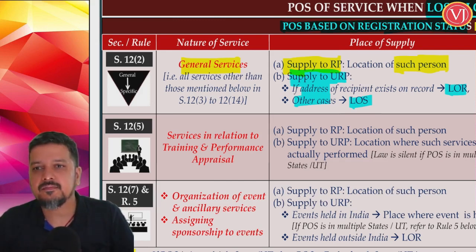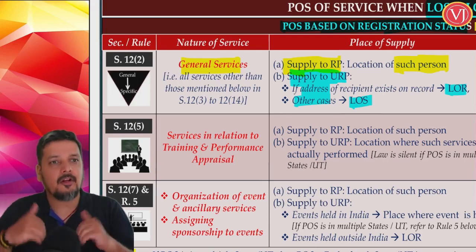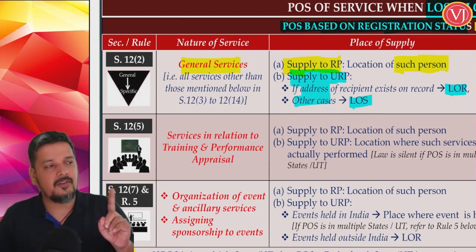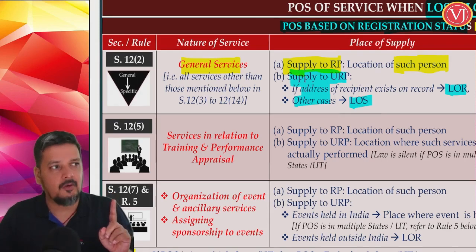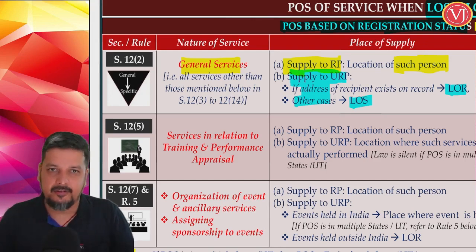B2C, if the address is known, location of recipient. If not known, your own location. When I say place of supply is also the location of supplier, it is always CGST SGST. Why? The location of supplier is, say, Tamil Nadu, and the place of supply is also the location of supplier, say, Tamil Nadu. It will always be a CGST SGST transaction.